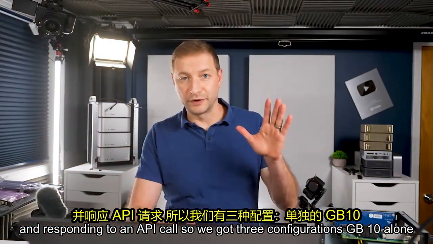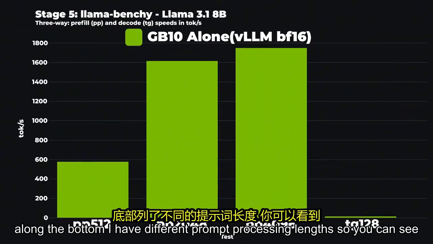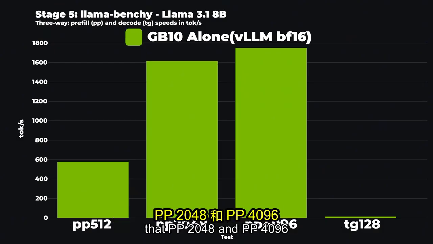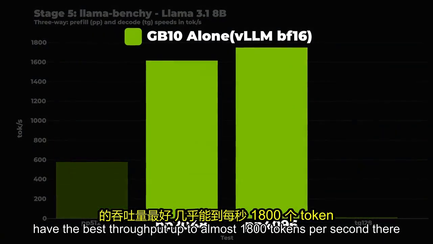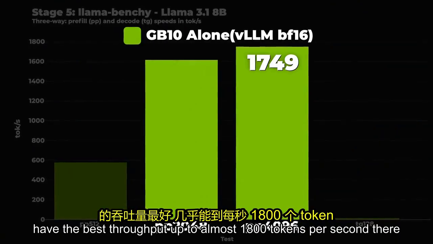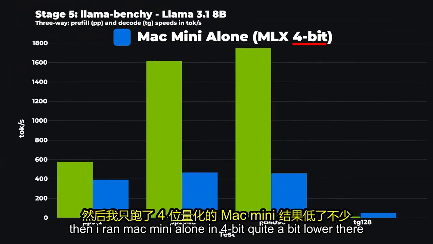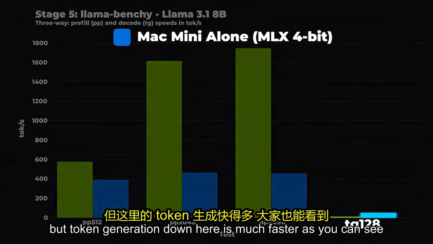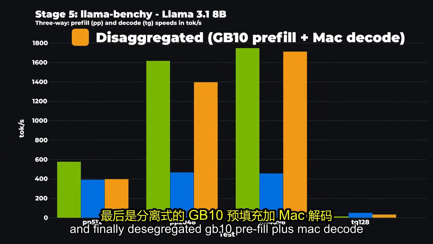So we got three configurations: GB10 alone in BF16. By the way, along the bottom, I have different prompt processing lengths. So you can see that PP2048 and PP4096 have the best throughput, up to almost 1800 tokens per second there. Then I ran Mac Mini alone in 4-bit, quite a bit lower there, but token generation down here is much faster, as you can see. And finally, disaggregated: GB10 prefill plus Mac decode.